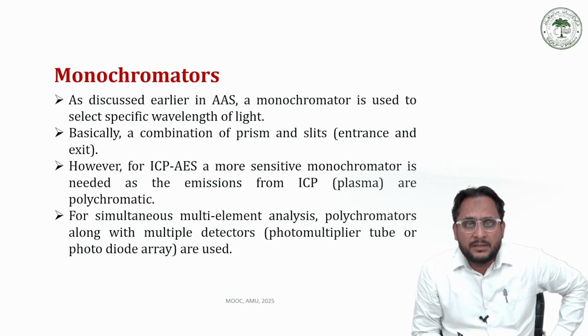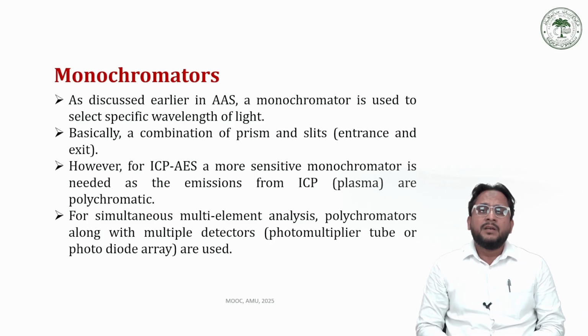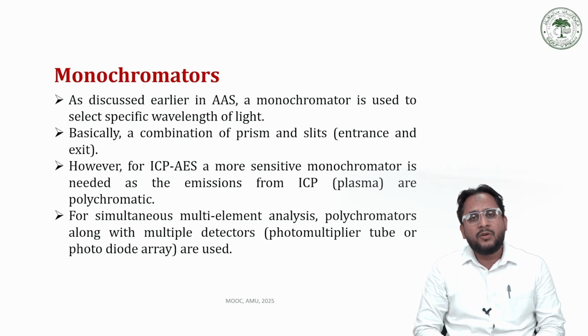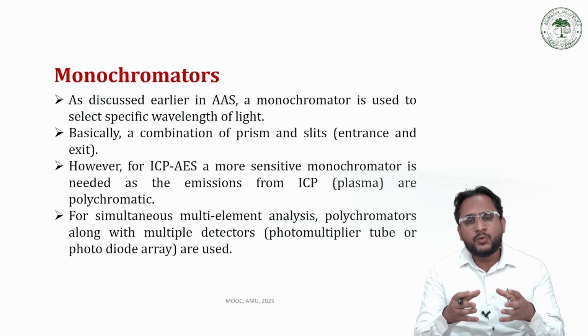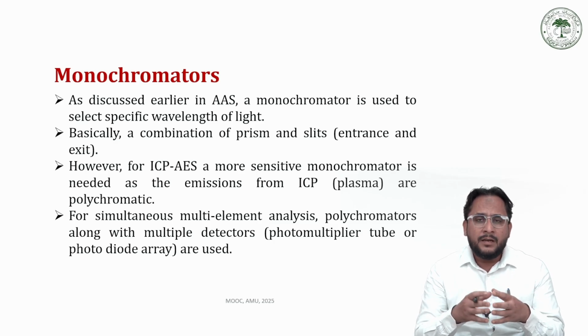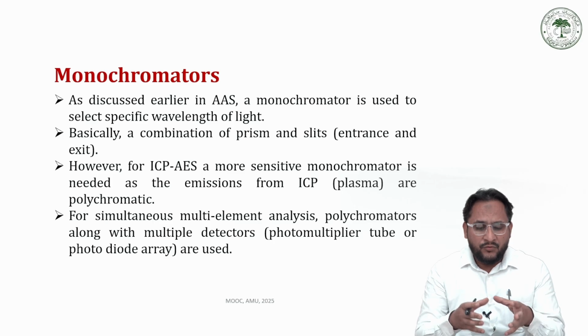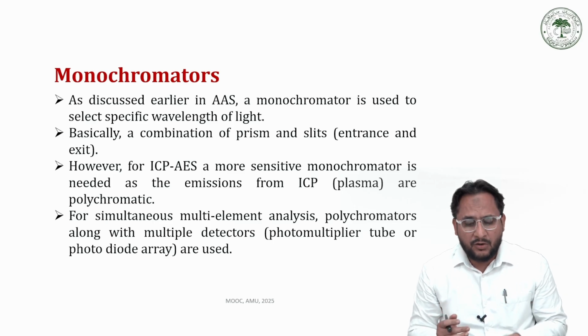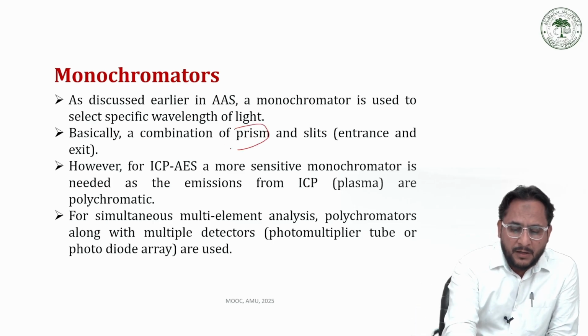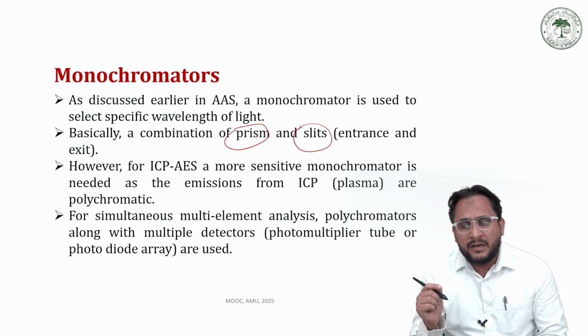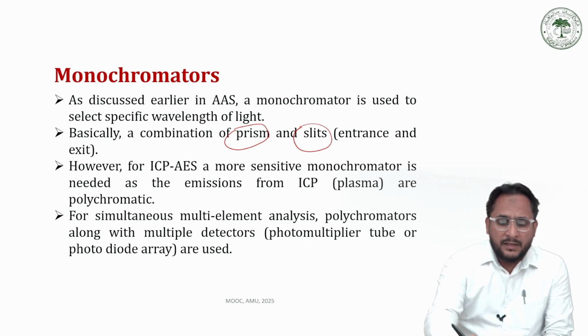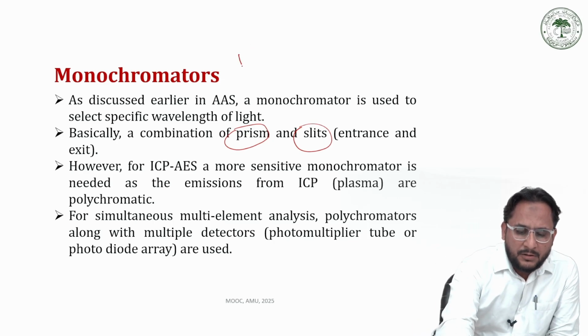Then after the nebulizers we have the monochromator, and we have already discussed these monochromators, because monochromators are the devices that are used to select specific wavelengths while excluding some unwanted wavelengths. They consist of a prism and slits. There are two slits. One is called the entrance slit or entry slit. The other is called the exit slit. It is a type of box-shaped arrangement where we have two slits.